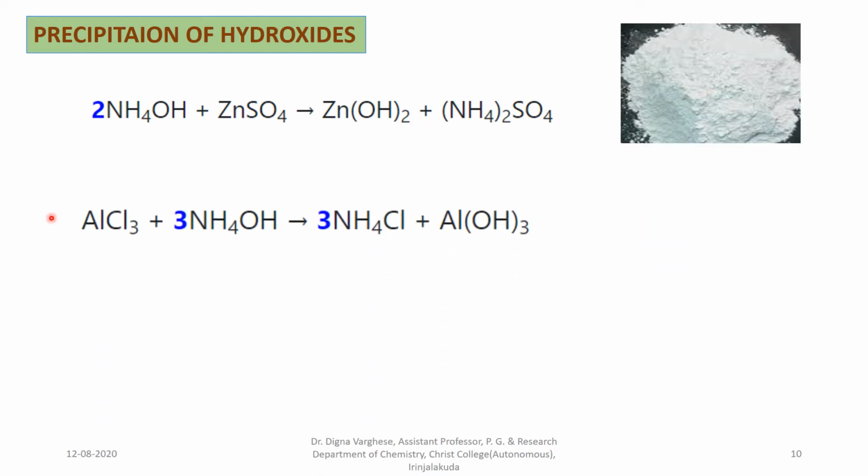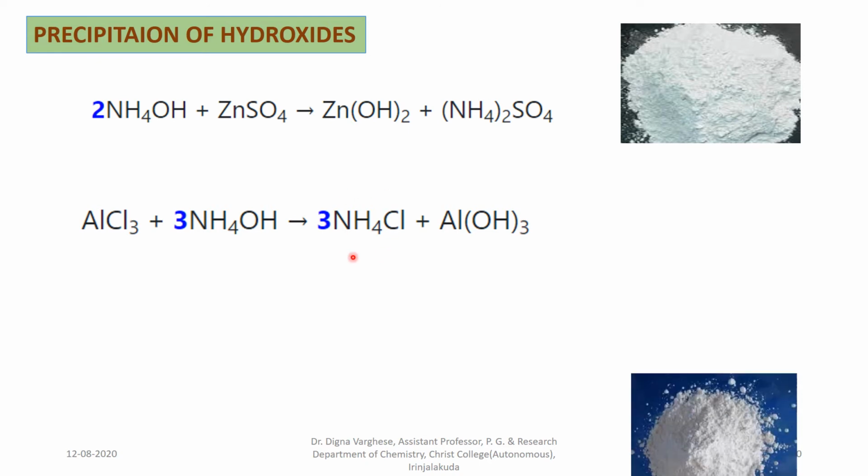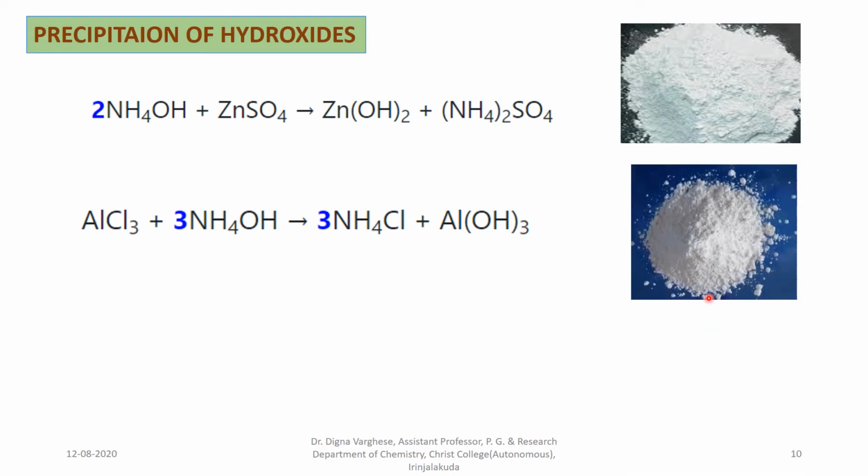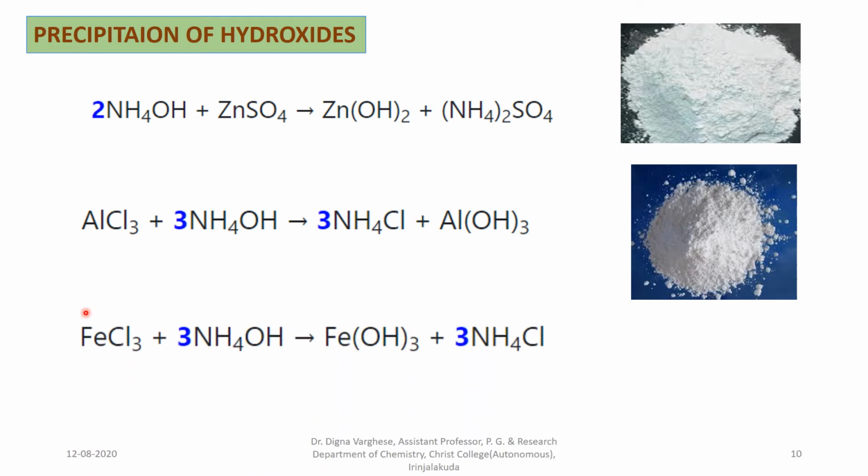Another example is aluminum chloride reacting with liquid ammonia. It will give aluminum hydroxide and ammonium chloride. Aluminum hydroxide is also a white precipitate. When ammonia is treated with ferric chloride, it will give ferric hydroxide and ammonium chloride. Ferric hydroxide is a brown precipitate.